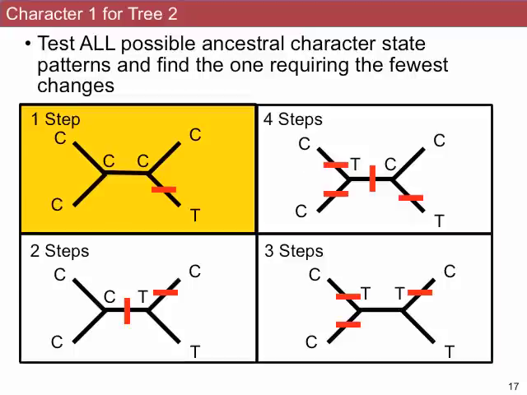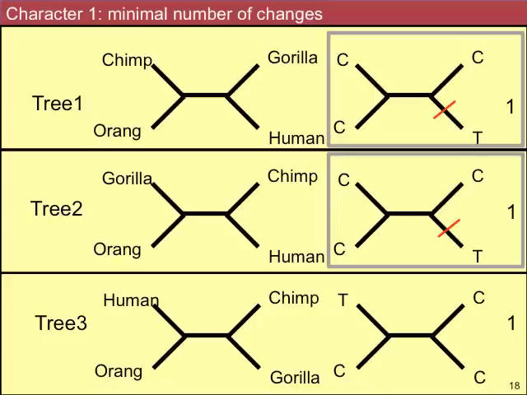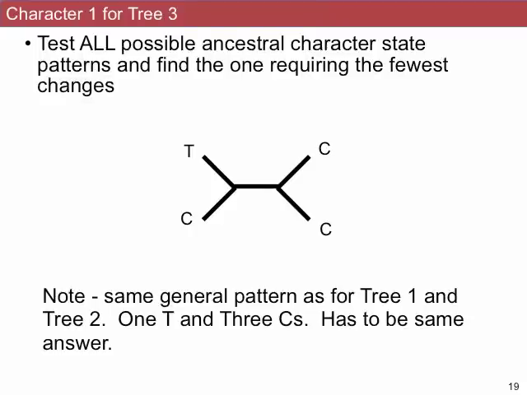We then make a count for each of them, how many character state changes we need. This one is the winning character state reconstruction. It requires 1 character state change. Any questions about this?